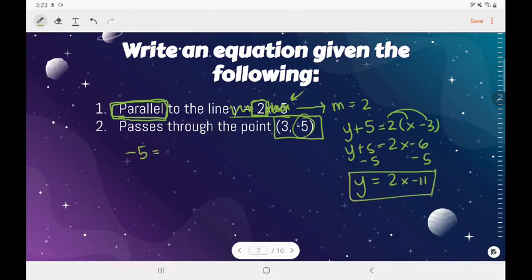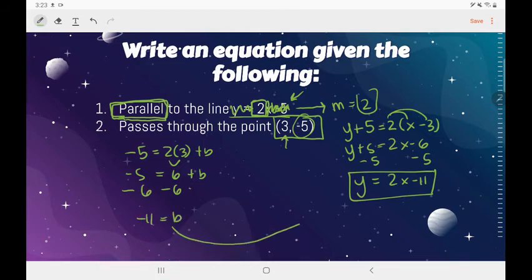Or you can use the b method. Negative 5 equals my slope, 2, times my input, 3, plus b. That gives me 6 plus b. Minus 6 equals negative 11 equals b. And notice there's my same equation.